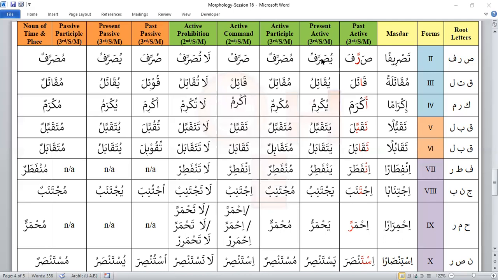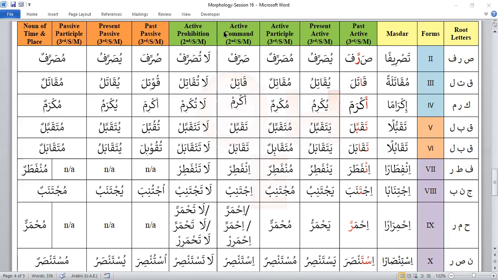So the masdar, tasrif, past active, sarrafa, present, yusarrifu, active participle, musarrifun, active command, sarrif, active prohibition, la tusarrif, passive past, surrifa, passive present, yusarrafu, passive participle, musarrafun, also ismu verb, musarrafun. For increased verb forms, the passive participle and ismu verb have exactly the same pattern.